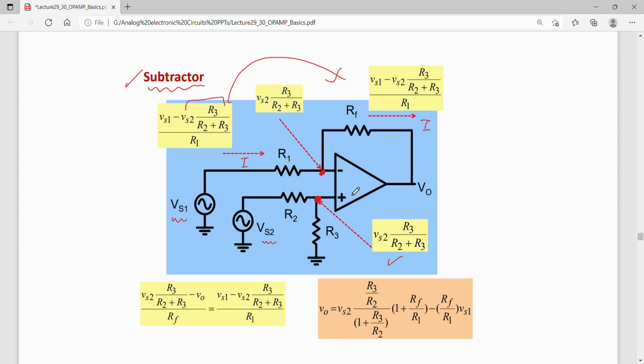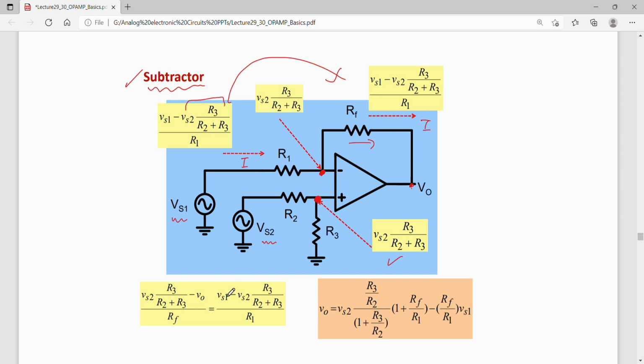So we have found I, okay, and one can also find this I, which is flowing through the feedback resistor, by using KVL around this loop. That is, this node potential minus this node potential V naught is equal to I times RF, or I is this node potential minus V naught divided by RF.